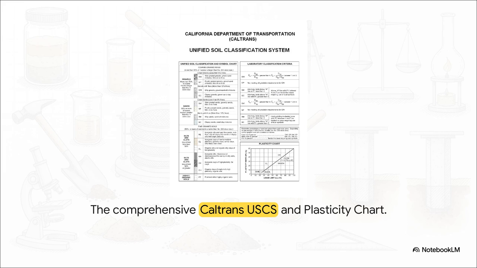When you look at flowcharts used by agencies like the California Department of Transportation, you can see the logic playing out. Every single sieve weight, every hydrometer calculation, and every coefficient we just talked about leads you down a very specific path. It's foolproof. It guarantees that whether you've got a poorly graded sand or a fat clay, it ultimately lands in one specific, scientifically definitive box.